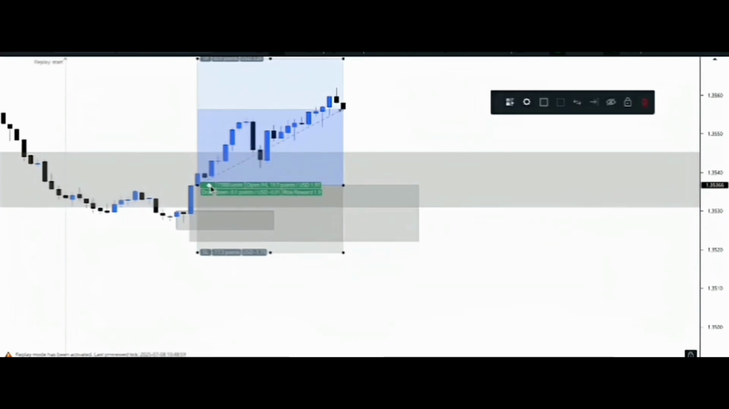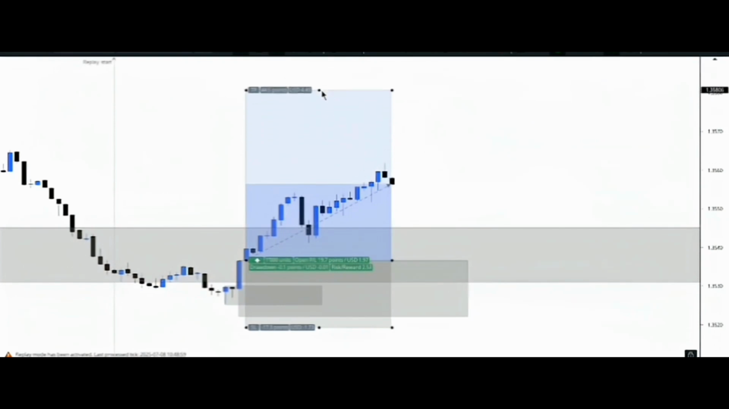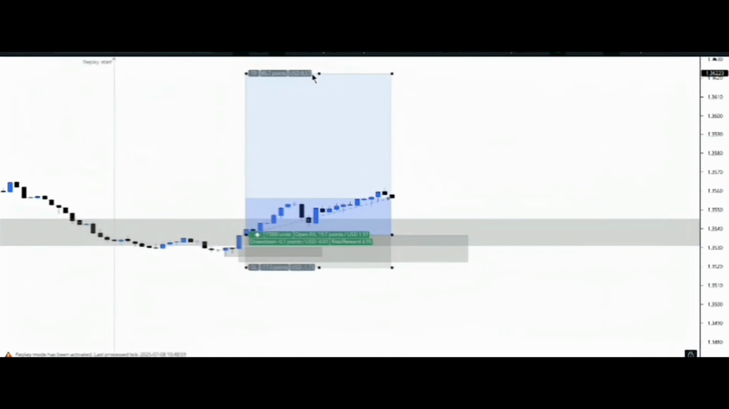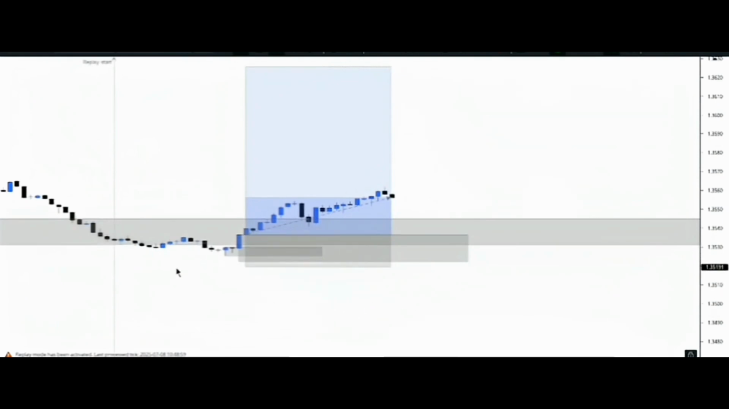Okay, so let's see. Remember, we didn't frame the trade. Let's frame it 1 to 5. Okay, so let me frame it. Our stop loss just below here. Let's do 1 to 5. Okay, roughly 1 to 5. So we can continue to advance price now.